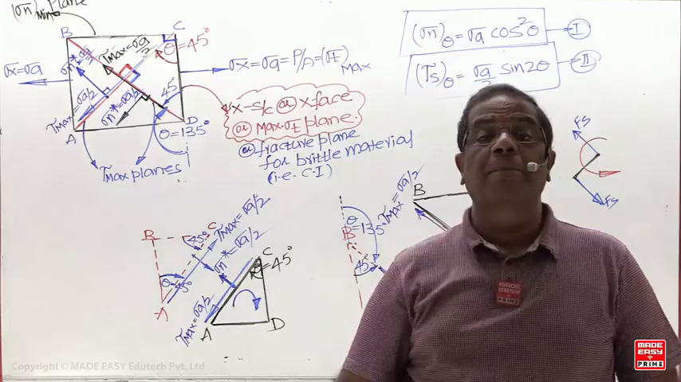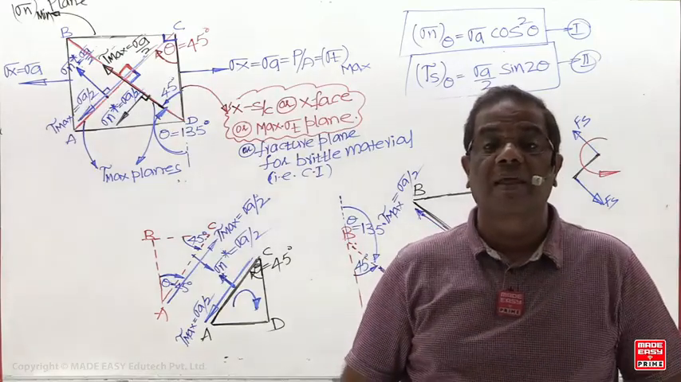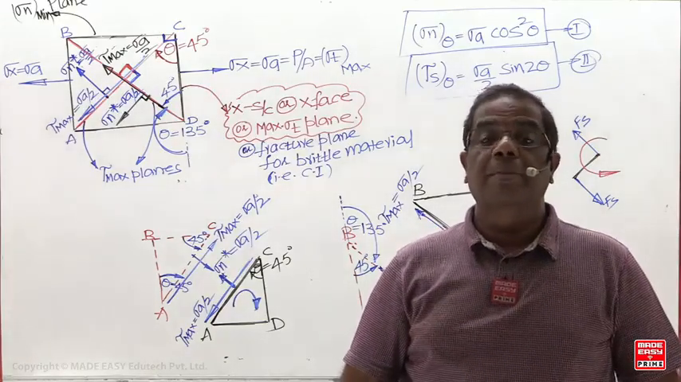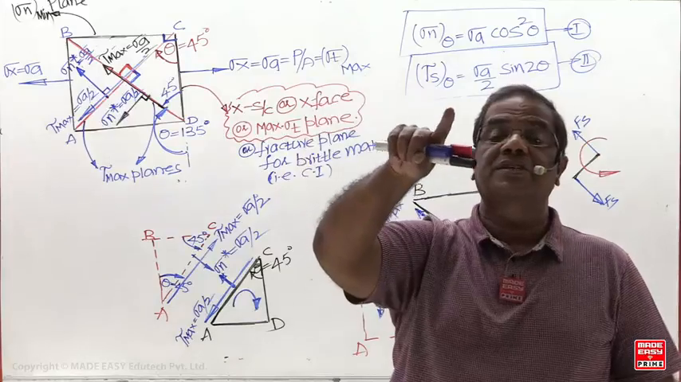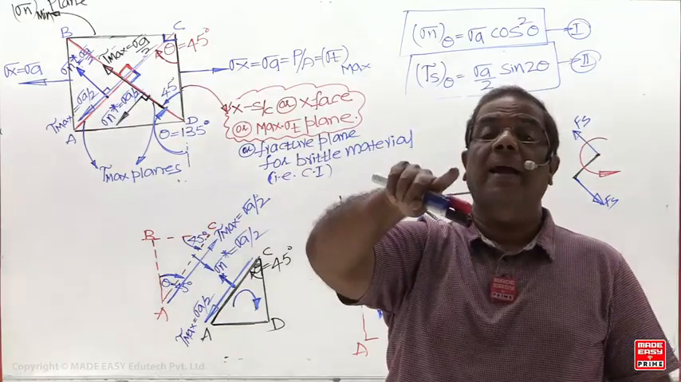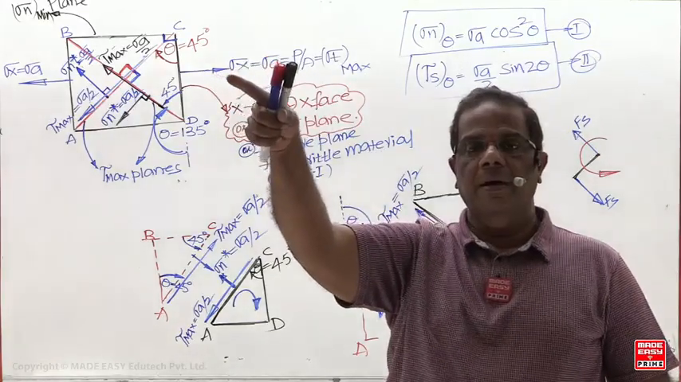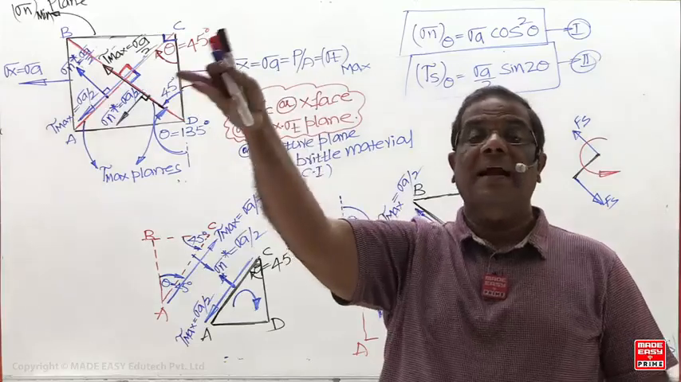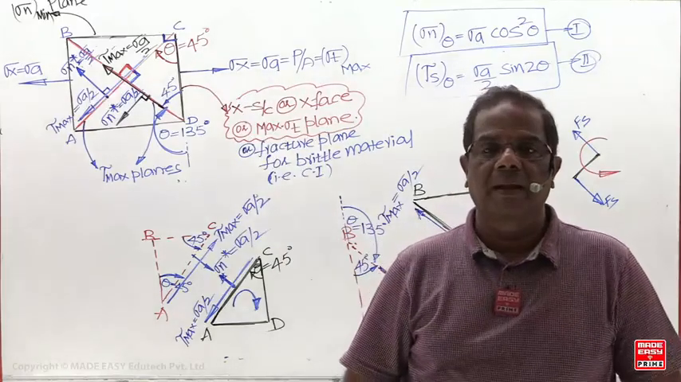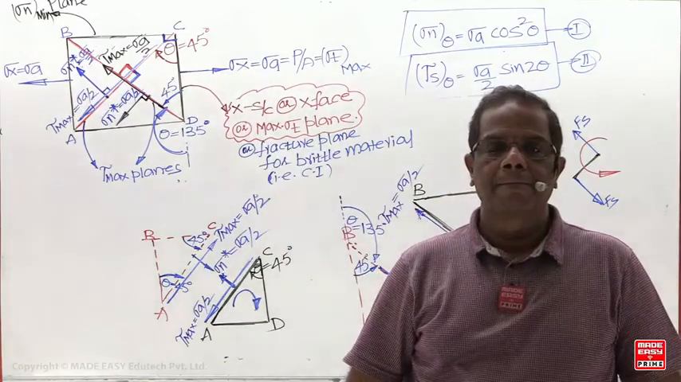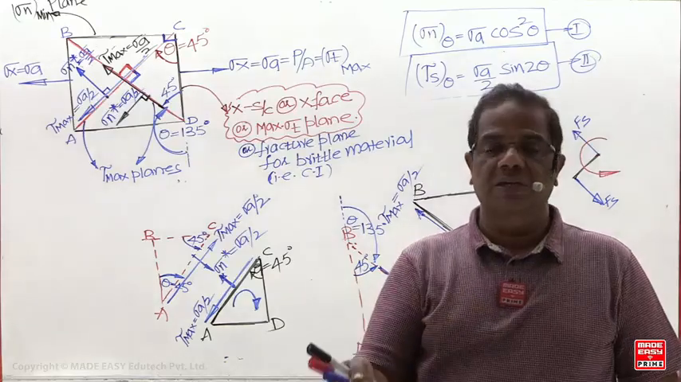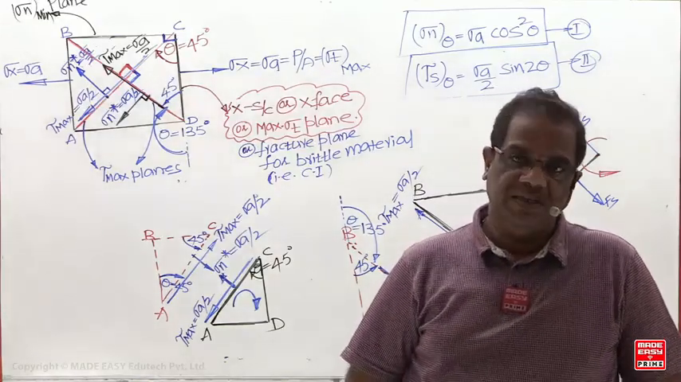Those planes are called the principal planes. So principal planes are the planes on which normal stress is going to be either maximum or minimum. Hence they are called the maximum and minimum normal stress planes, or planes of 0 shear stress.